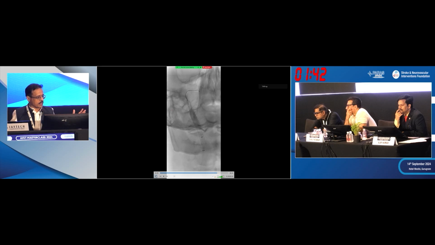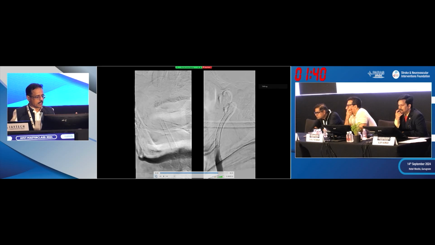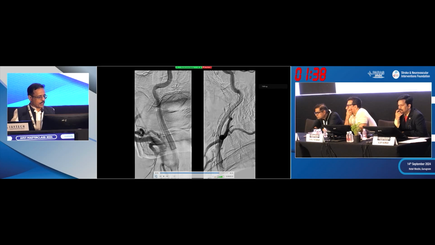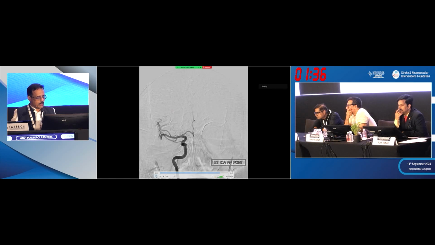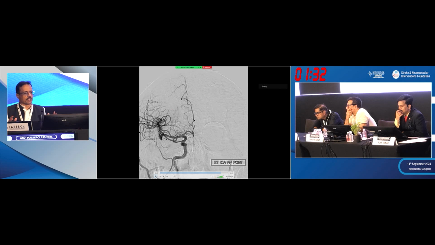So this is the classical case of hemodynamic dissection. In these cases, there is no choice. And we reconstructed the artery and the patient did pretty well. So these are the situations where, when a dissection is hemodynamic, then we have to switch to stenting.